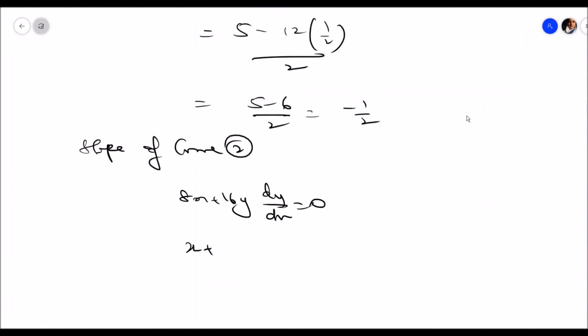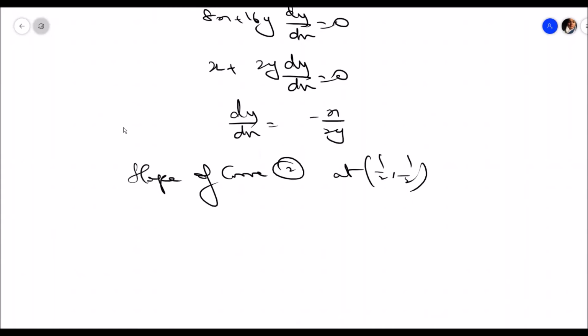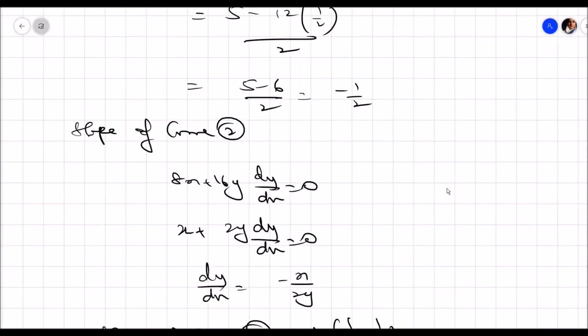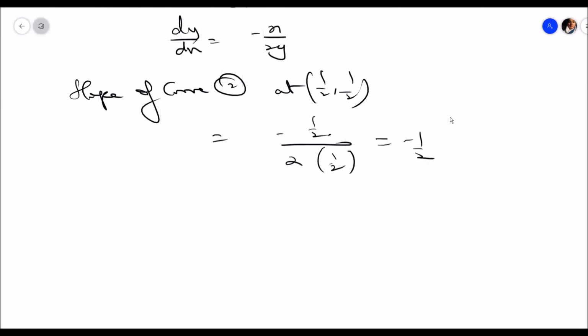8 gets cancelled. x plus 2y dy by dx is 0, or dy by dx is nothing but minus x by 2y. Okay, slope of curve 2 at 1 by 2 comma 1 by 2 is equal to minus of 1 by 2 by 2 of 1 by 2, which is also equal to minus 1 by 2. Okay, so what do you see? Slope of the first curve is exactly the same as the slope of the second curve, right?